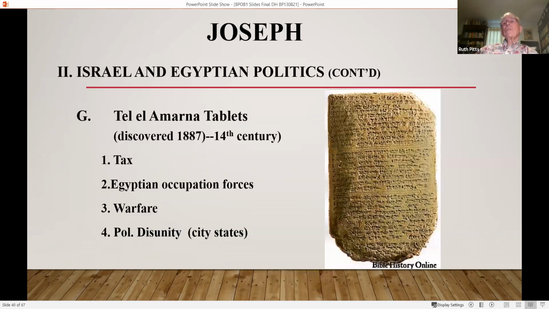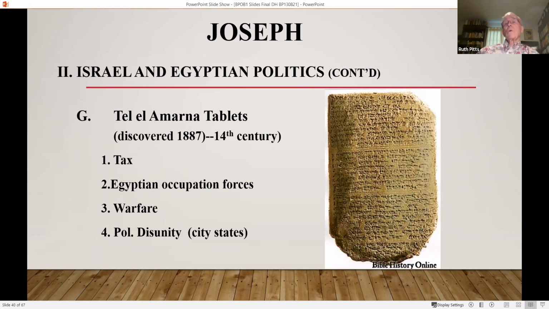Israel and Egyptian politics continued. The Tel El Amarna letters. These are letters written from Canaan down to Egypt in the 1300s BC. And this is an example, but they complain about taxes, and no surprise there. They complain about having to support the Egyptian occupying forces there.